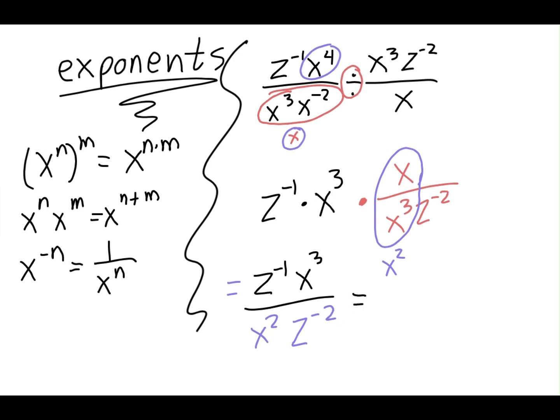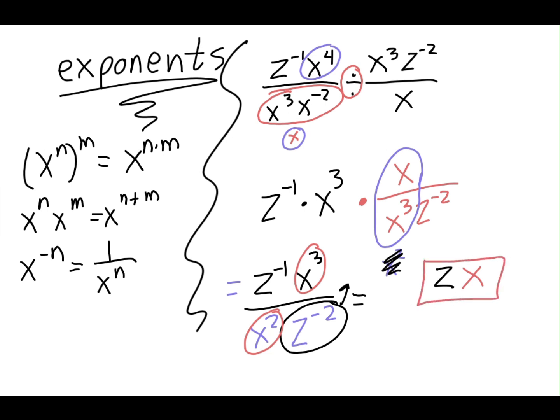So let's go ahead and simplify this further. I'm going to move this z to the negative 2 to the top and it becomes z squared. Times the z to the negative 1, well, that's just simply z. So that x squared is kind of in my way, but let's just call that z. And then for the x's, we have x cubed, and we'll subtract the 2, so x to the 3 minus 2 is just x to the 1. So this is just xz. That's all we have left.